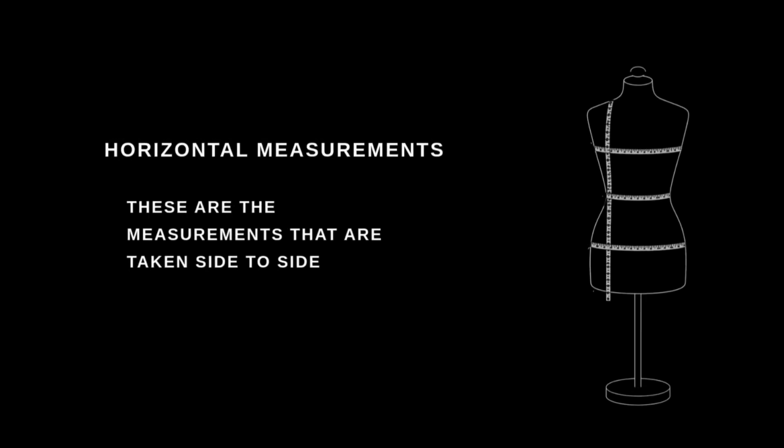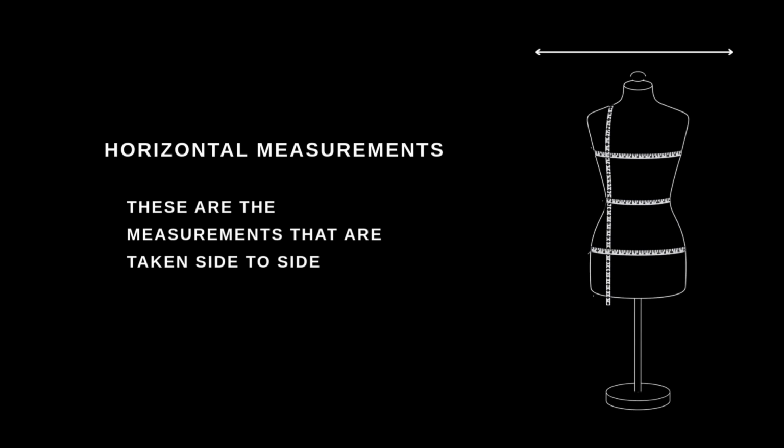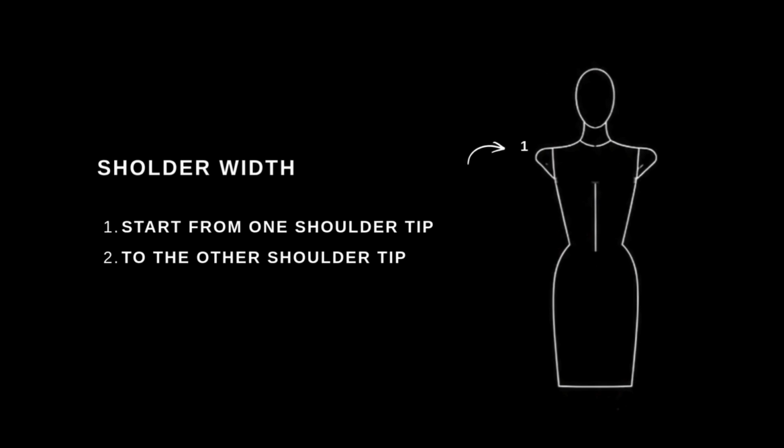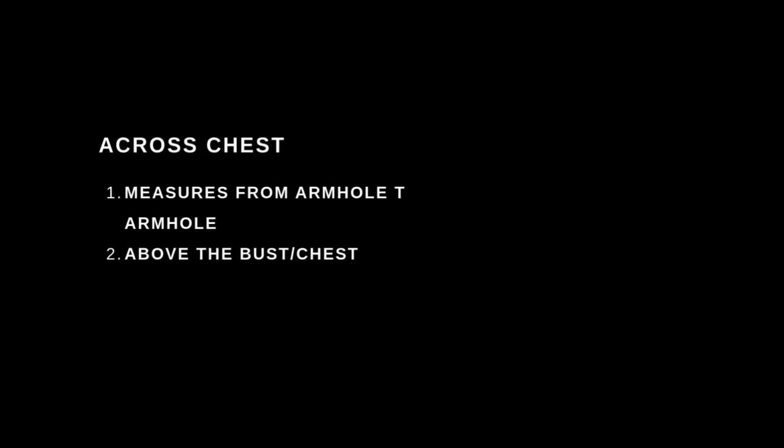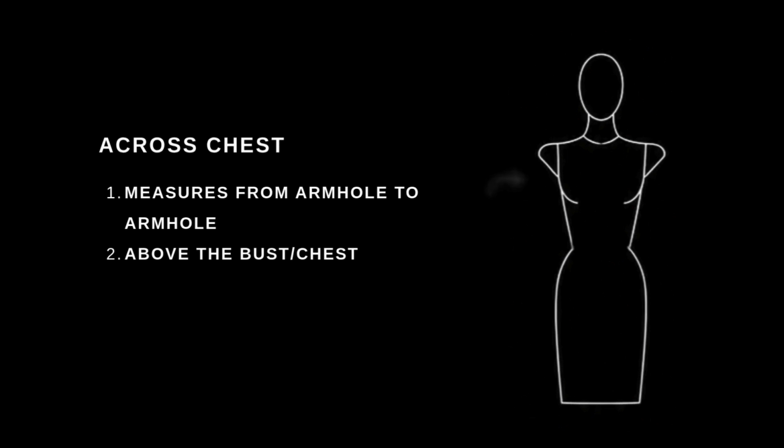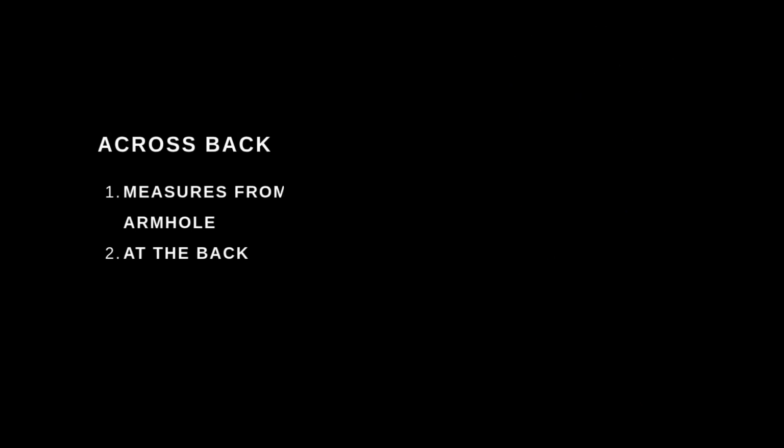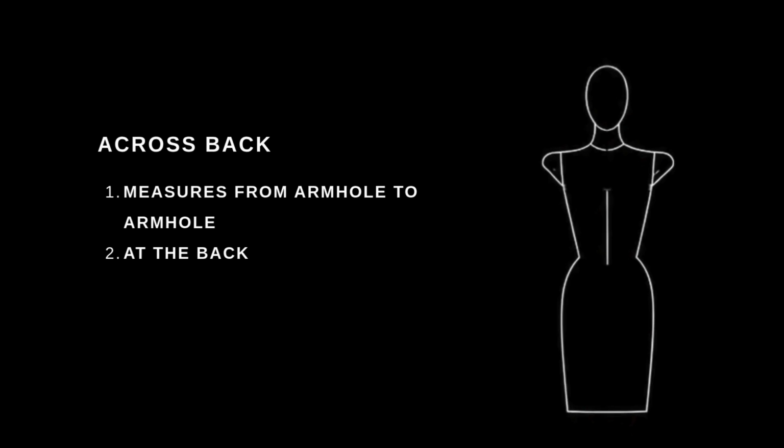Next, we have horizontal measurements. These are the measurements that are taken side to side. Examples of these horizontal measurements are, the very first one, the shoulder width. This measurement measures from one shoulder tip to the other across the back. Next, we have across chest. This measurement measures from armhole to armhole, across the front, above the bust area. Next, we have across back. This measurement measures across the back from one armhole to the other.